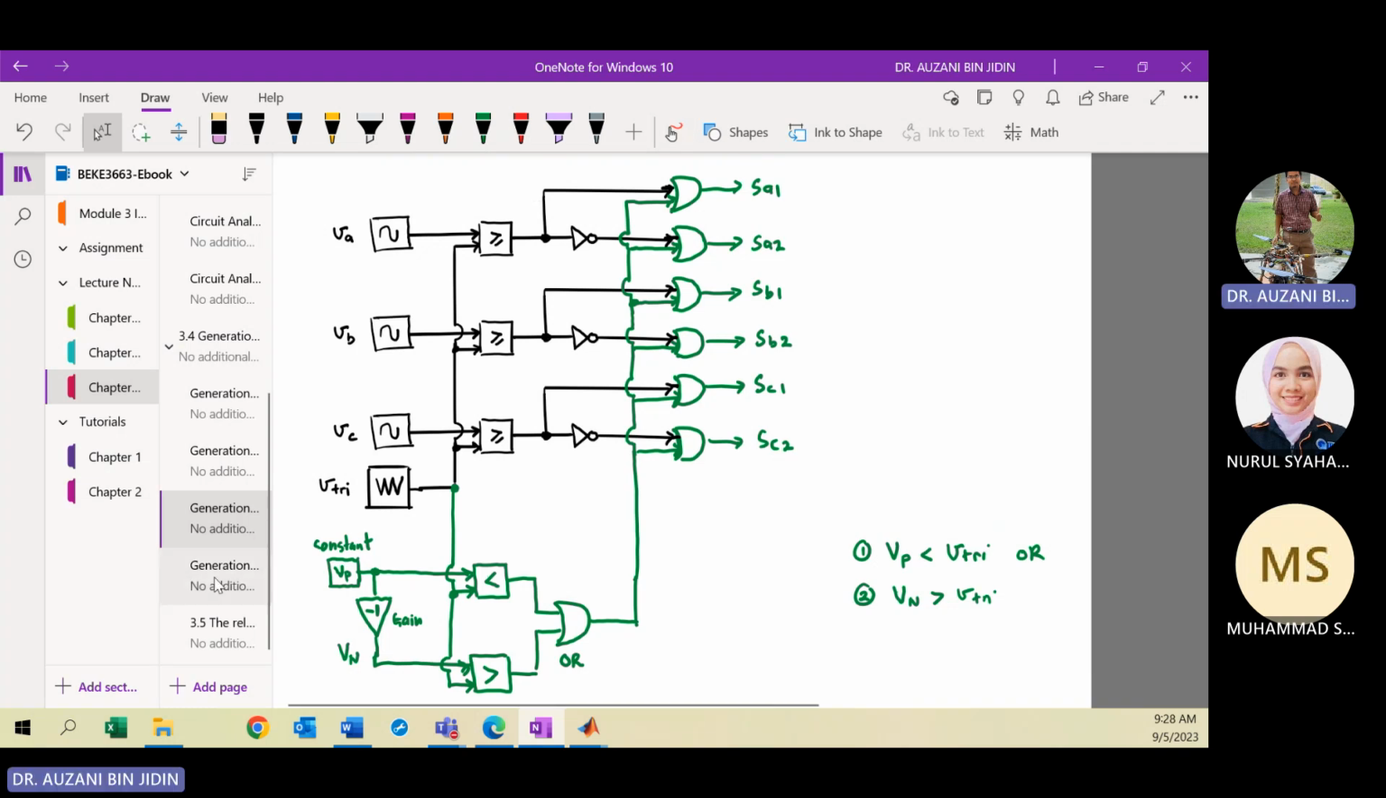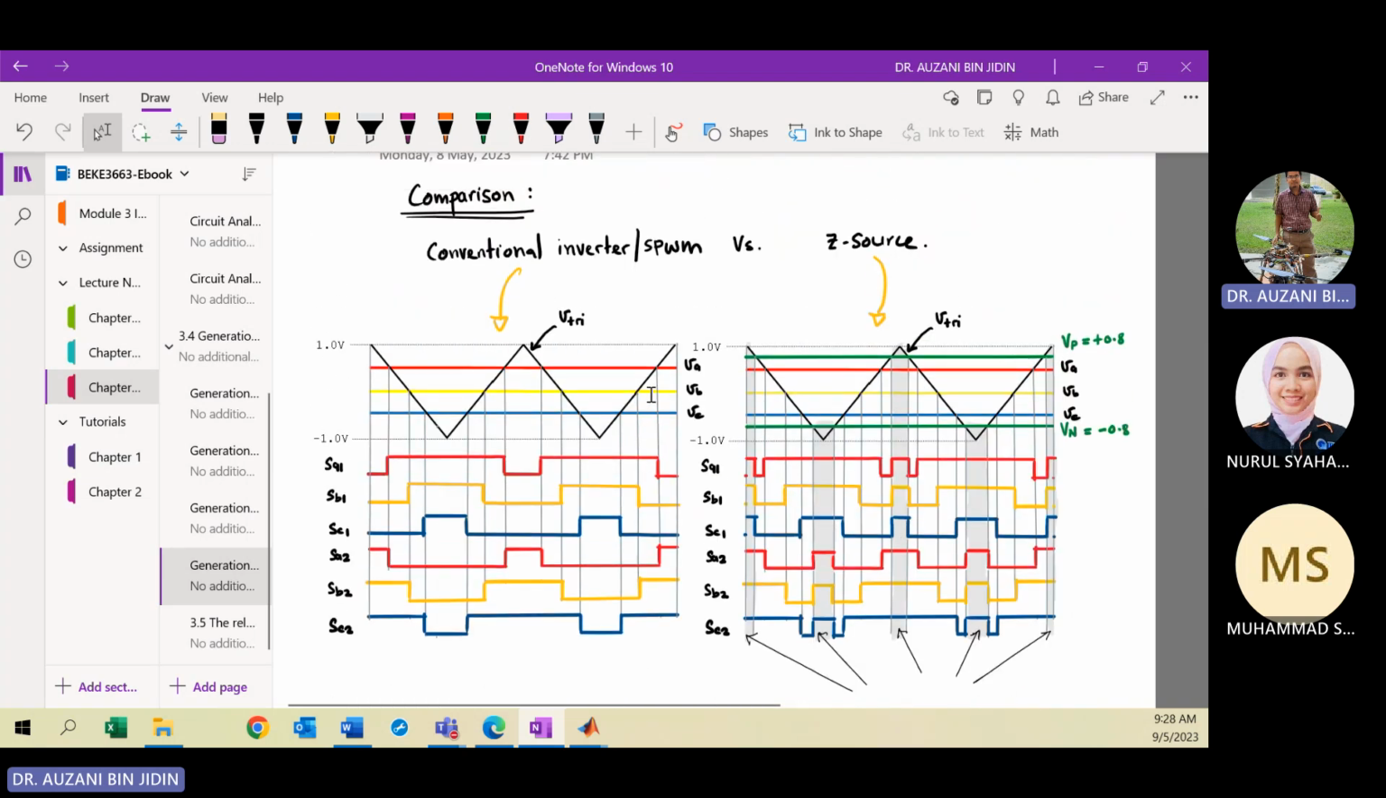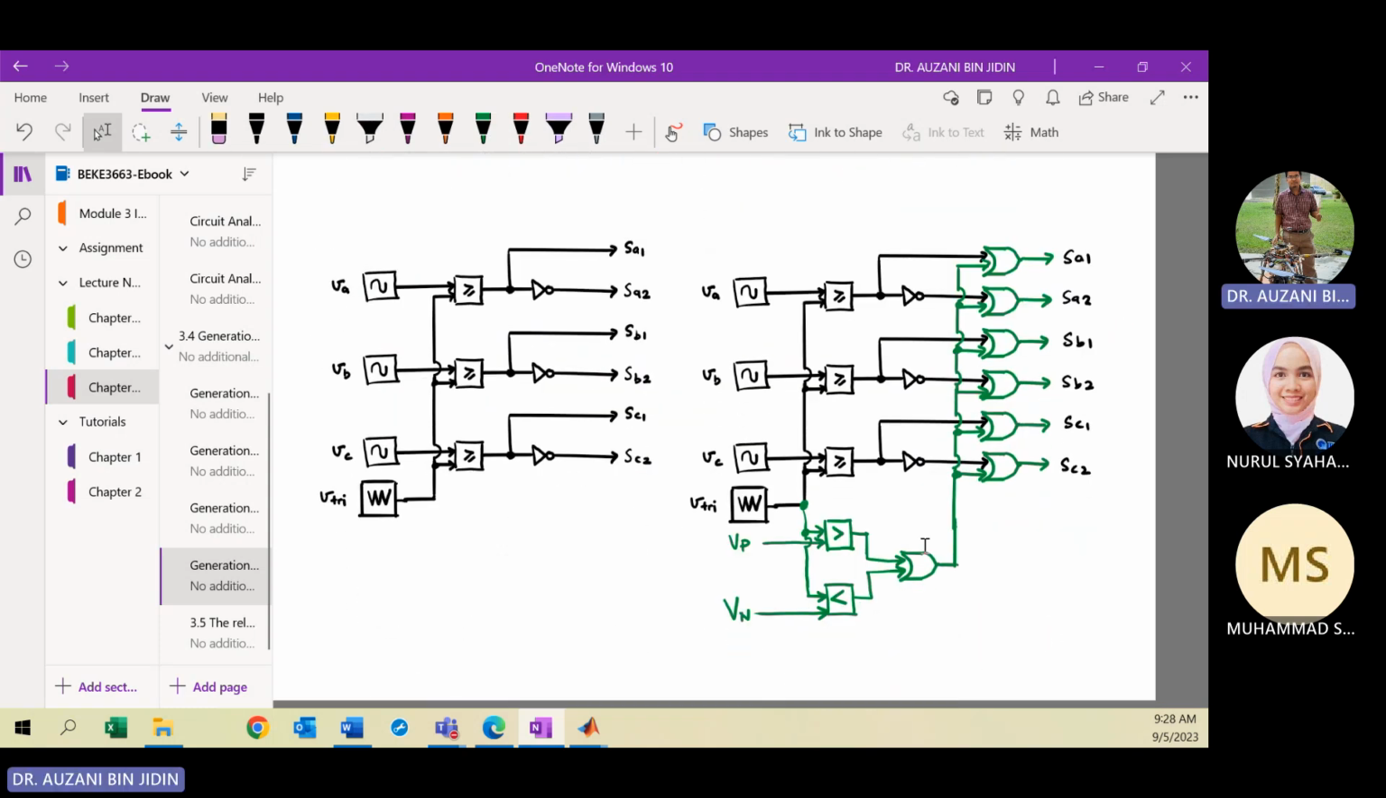Good. Okay, so this page is actually to compare the switching state waveform obtained from the conventional sinusoidal and Z source. So you can see the difference. For the Z source, you have the shoot through incident, so of course you need to introduce the constant signals VP and VN. For the conventional, it doesn't have VP and VN because the switching operation is complementary. Then here is the PWM circuit for the conventional versus Z source. I use a different color, the green color, for you to differentiate what modification has been made to the PWM control circuit.